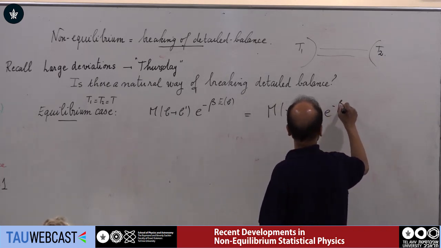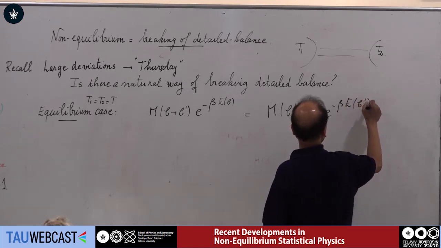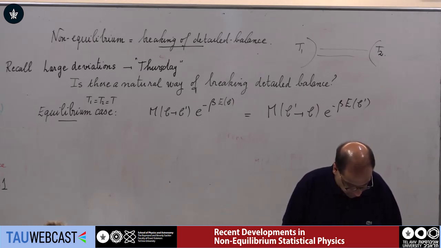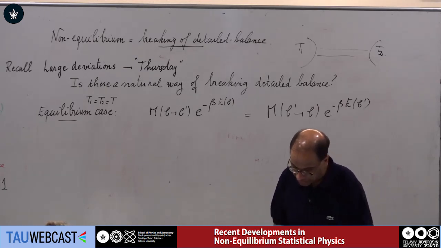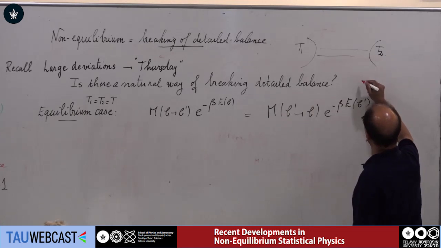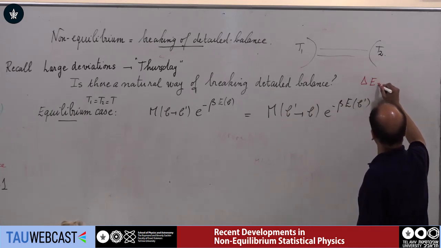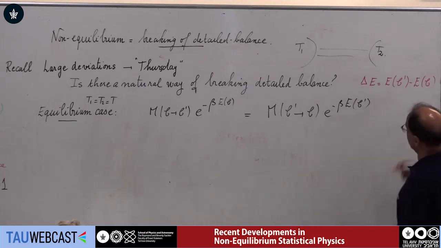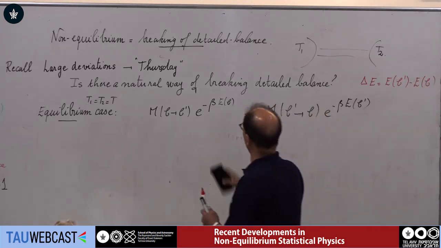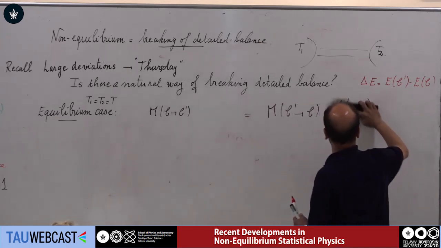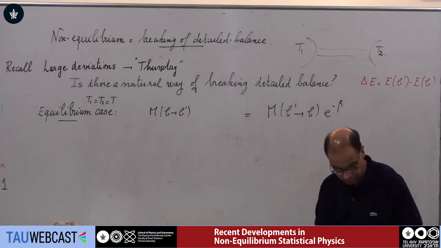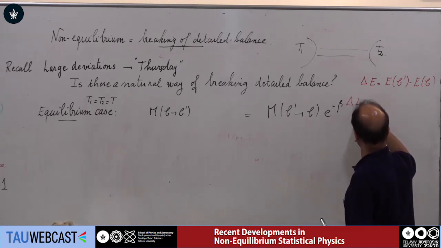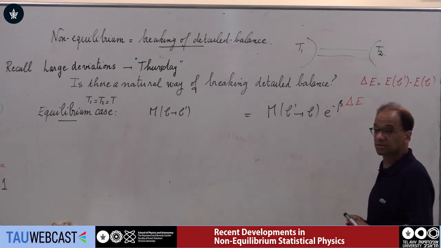So this is really the detailed balance as we learn it. But this equation I can massage a bit, very smoothly. I can define a difference of energy, delta E, which is E of C prime minus E of C. So I can, of course, subtract this term from here and put it here. Delta E. This is just equivalent.